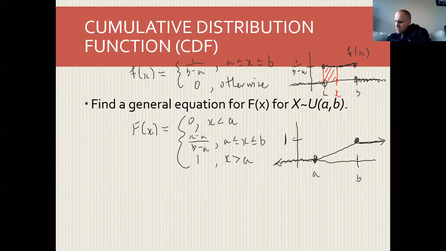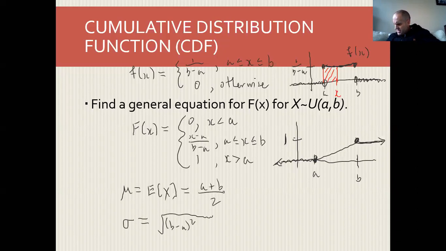And we also computed things like the mean, also known as the expected value of X. Not surprisingly, we discovered that this was just the average, the middle point between A and B. And we actually found out what the standard deviation was as well. That was the square root of (B minus A) squared divided by 12.